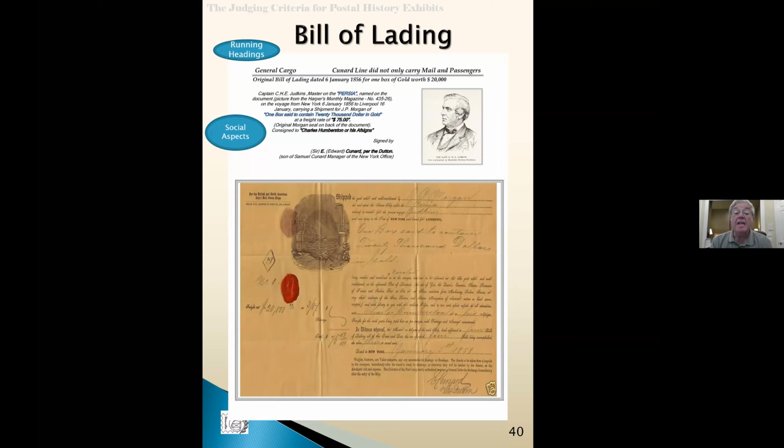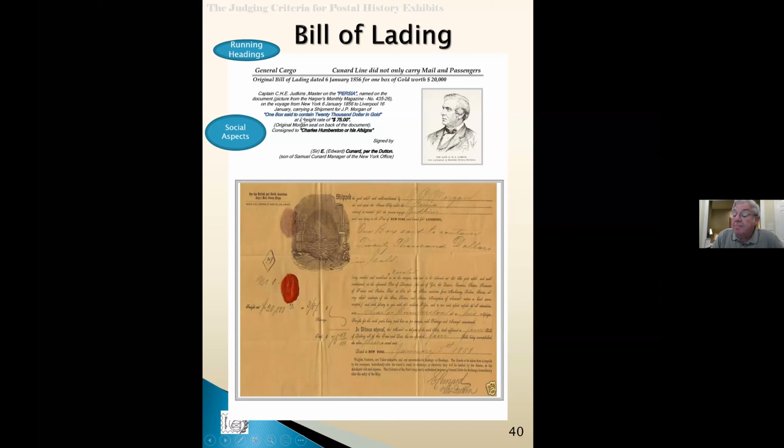The running heading is above the line. The running heading is two sections. General cargo and Cunard Line did not only carry mail and passengers. The page heading, original bill of lading, 6 January 1856 for one box of gold worth $20,000. This is, again, an innovative way of getting your running headings and your page headings on the page.